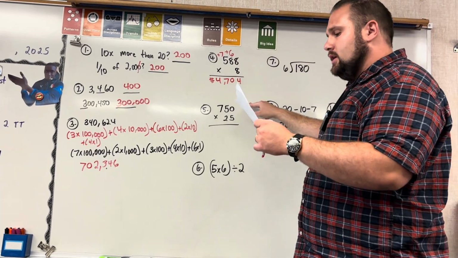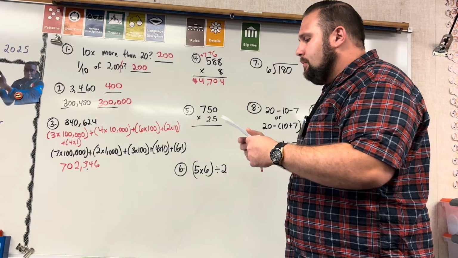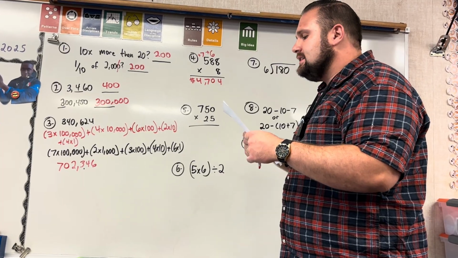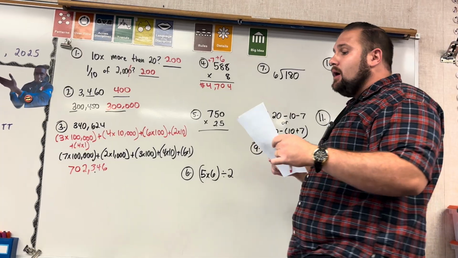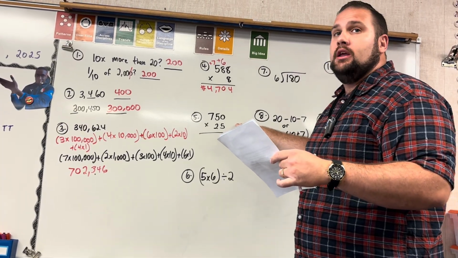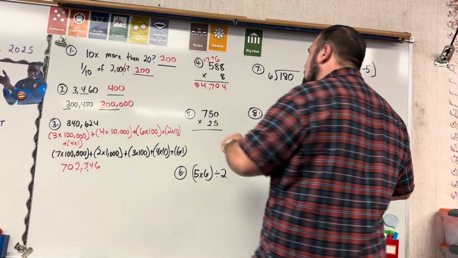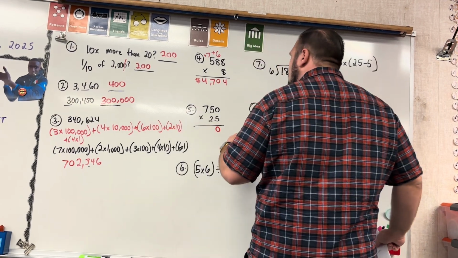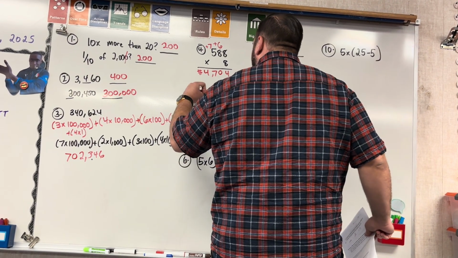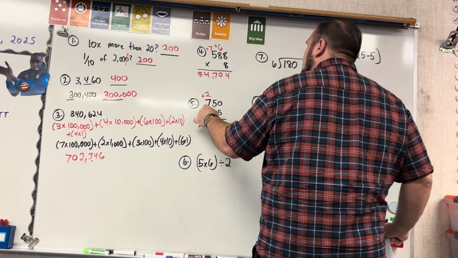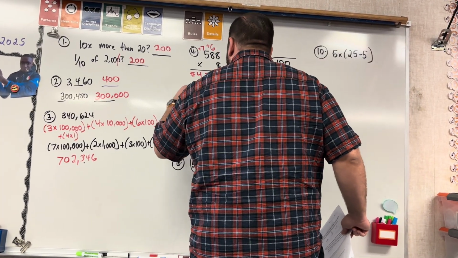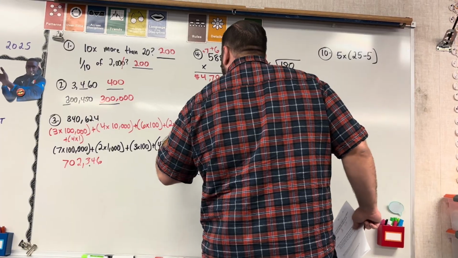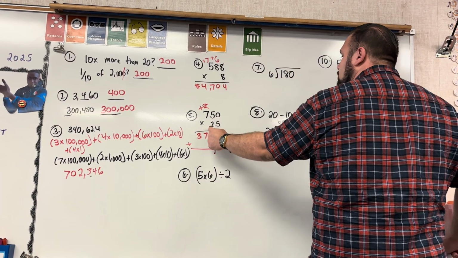Okay? This one says company shipping 750 boxes. Each, there's that each again, tells us we need to multiply. Each box contains 25 hoodies. So we're multiplying. Okay? 5 times 0 is 0. 5 times 5 is 25. Carry the 2. 5 times 7 is 35, plus 2 is 37. We're not done yet. Cross that out. Add a 0. We have to get the other partial product.